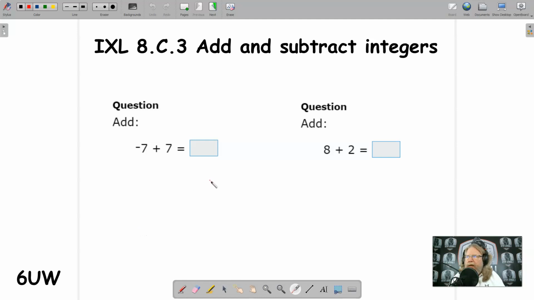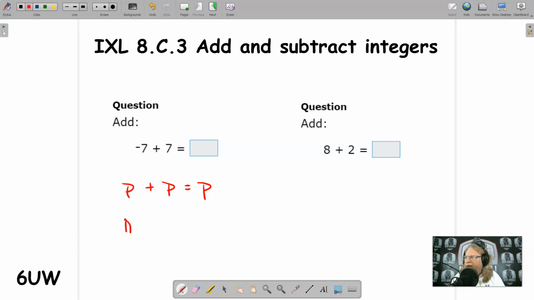So before we get started, even though you're probably looking at these problems and thinking, oh, negative 7 plus 7, that's 0, and 8 plus 2, that's 10, this shouldn't be too hard, I want to point out a couple things. First of all, if we have a positive number and we add it to a positive number, it's just going to get more positive. It's going to be positive, correct?